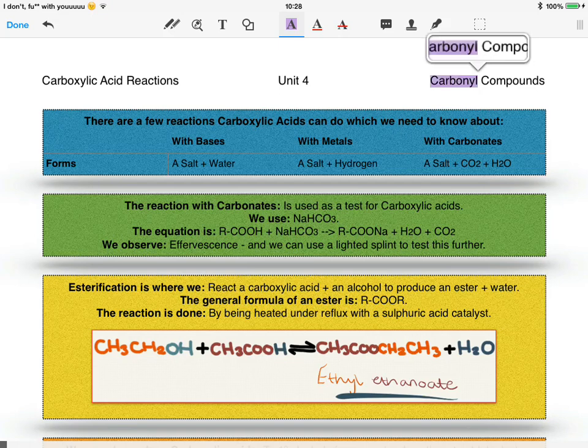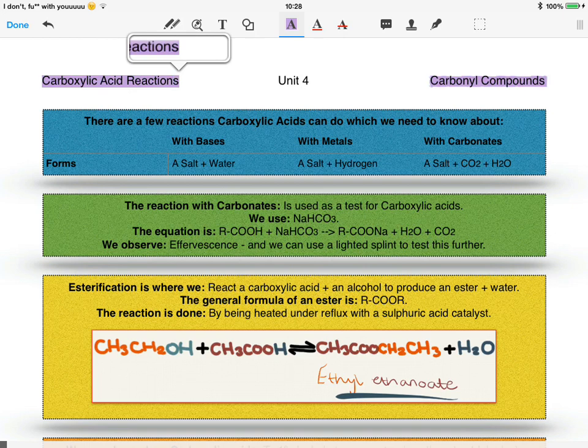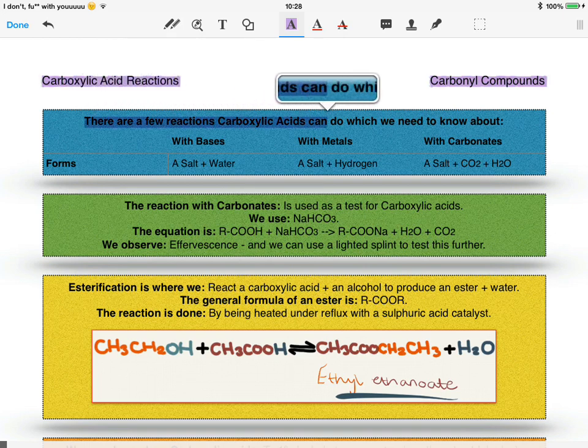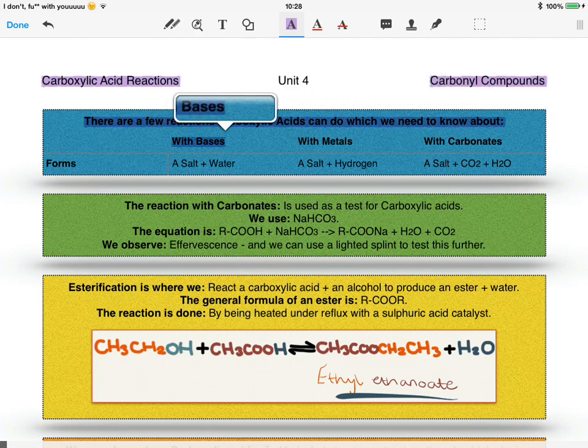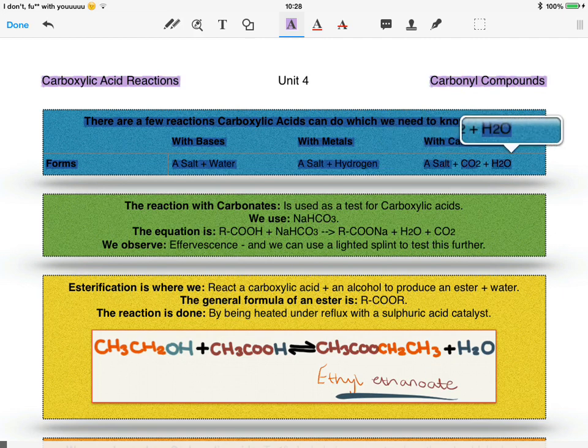Video is on the carbonyl compounds, and now I'm on to the reactions of the carboxylic acids. So there are a few reactions that carboxylic acids can do, and we need to know about. So with bases, they form a salt plus water. With metals, they form a salt plus hydrogen, and with carbonates, they form a salt, carbon dioxide, and water.